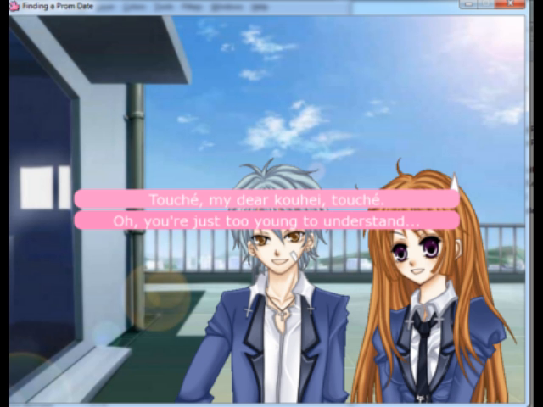I should know the name of this. I'll put a link to it on the Tumblr. But I think it's called Finding a Date for the Prom. There's 3 possible romantic candidates. One of which is like your childhood friend. One of which is a younger student that you get to boss around, and apparently he likes getting bossed around.